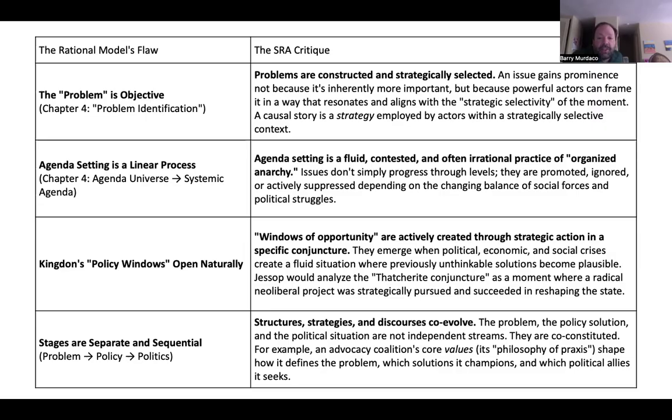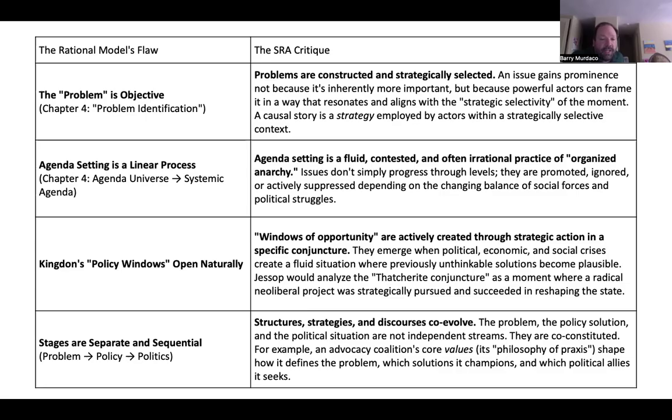Jessop would analyze the Thatcherite conjuncture, the coming to power and the policies of Margaret Thatcher, who, if you don't know, was sort of like the Ronald Reagan of the United Kingdom. Free market, privatization, as a moment where a radical neoliberal project was strategically pursued and succeeded in reshaping the state.